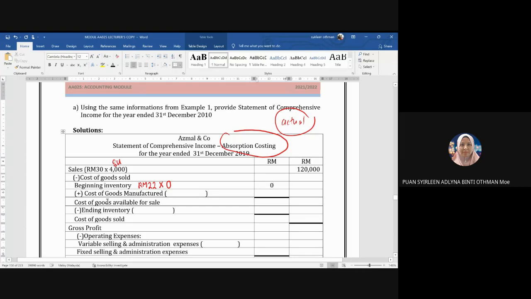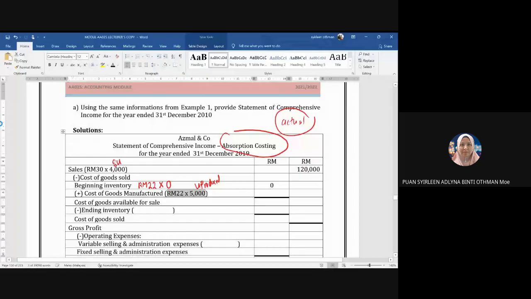Okay. And then cost of good manufactured, masih RM22 yang you kira tadi, cost per unit yang you kira dekat example 1 tadi, RM22. RM22 darab RM5,000. RM5,000 ialah unit produce in the question. So your cost of good manufactured, ini kira logik lah kan, cost barang yang dikeluarkan mestilah ambil kira unit yang dikeluarkan, unit produce, okay? So this will be 110,000. Okay, and then kita akan dapat cost of good available for sales.